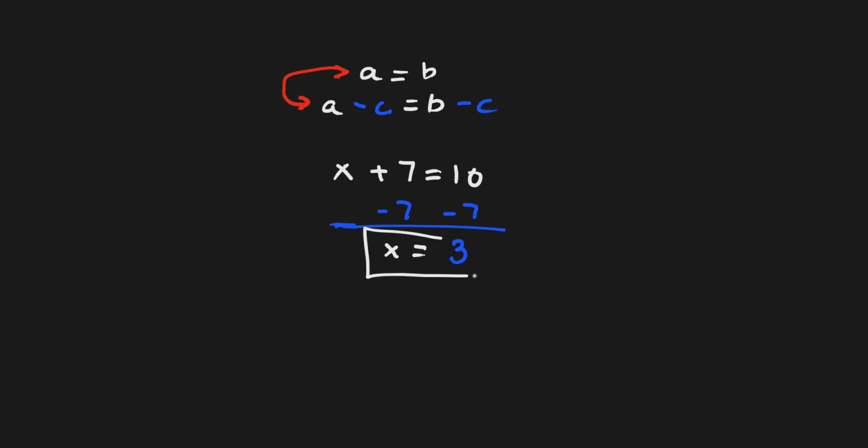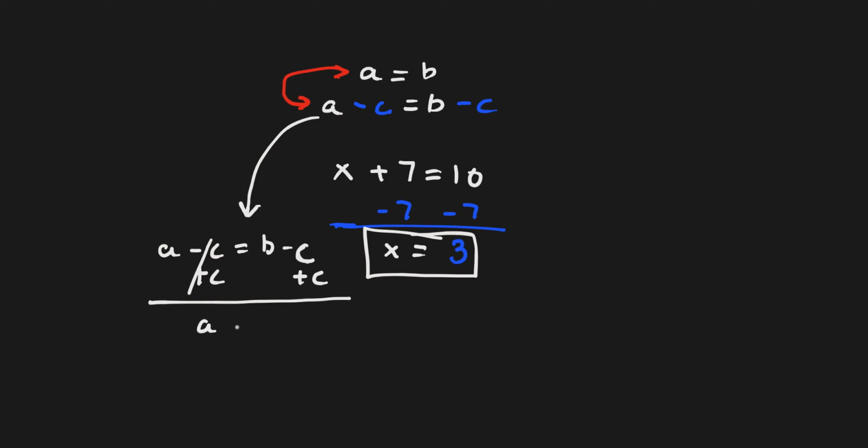So that's the subtraction property of equality. If we think about the addition property of equality, which I did cover in the previous video, it says that if we add a value to both sides, it won't change the overall expression. So if we have a minus c equals b minus c, and we add c to both sides, we're not changing the overall value. We can see that we actually have a equaling b, which is exactly what we had originally.